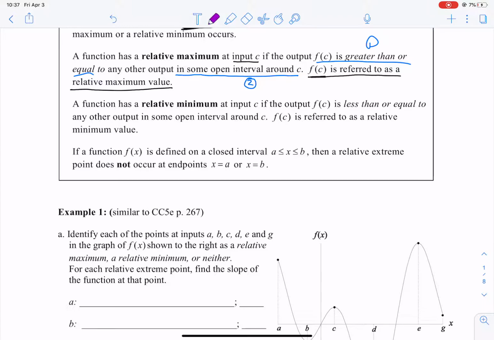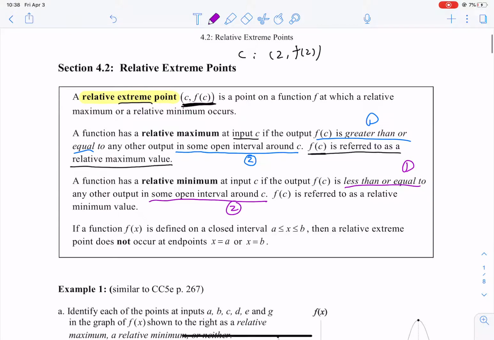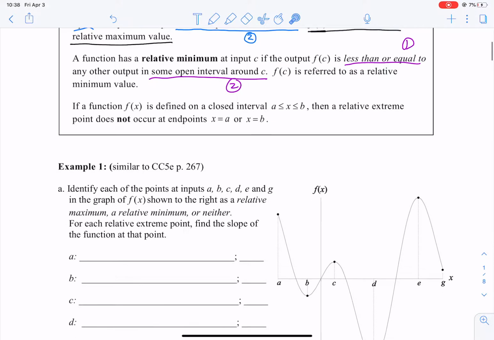And similarly, a relative minimum point has the first condition, less than or equal to, and the second condition is similar, in some open interval around c. And then the corresponding output value is referred to as a relative minimum. And then similarly, the first one, f of c, is the relative maximum value. And then next, let's try example 1.